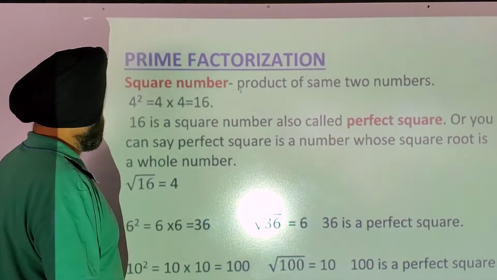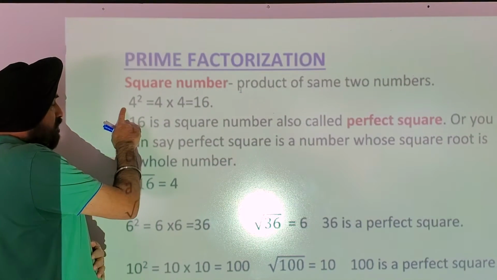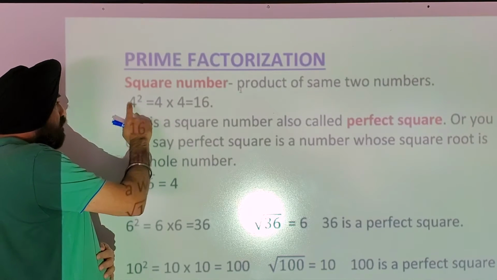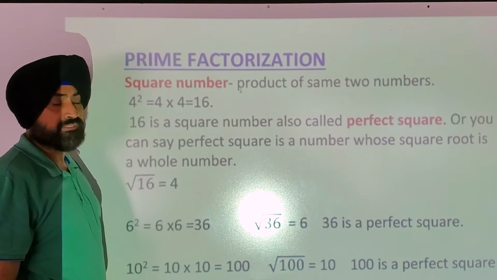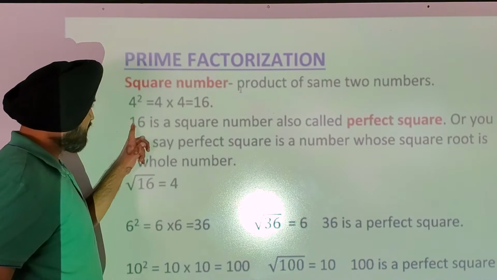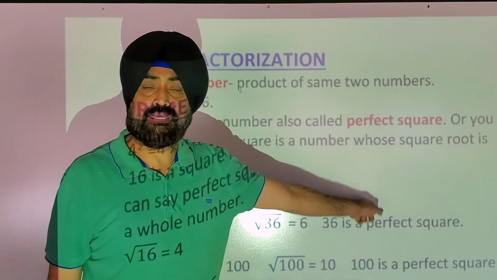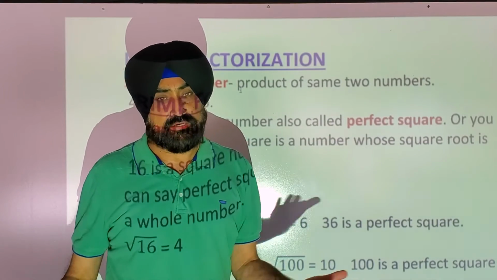For example, square of 4. You are multiplying these two numbers together, 4 times 4. So 4 square means 4 times 4, which is 16. Now this 16 can be called a square number, or 16 can also be called a perfect square.